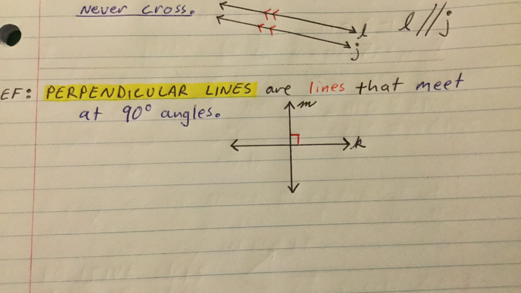Next, let's define perpendicular. Perpendicular lines are lines that meet at 90 degrees. And you'll note in the drawing there, that red box in the corner of line K and line M tells me that they are perpendicular. If you were writing sentences, you would say K, and then the upside down T stands for is perpendicular to line M.